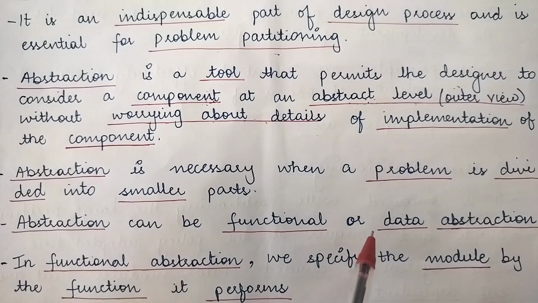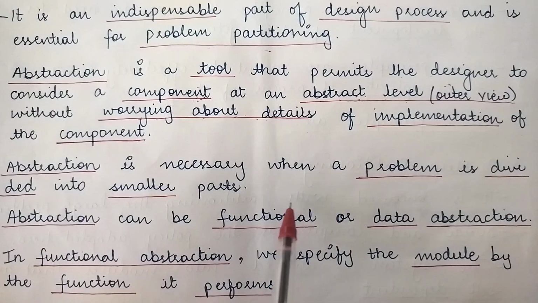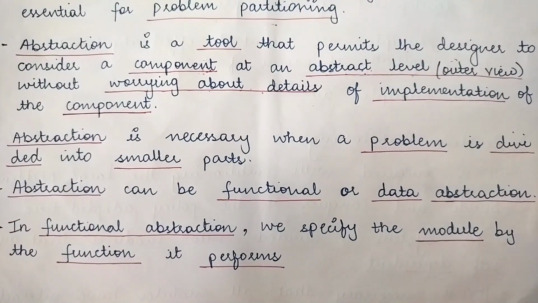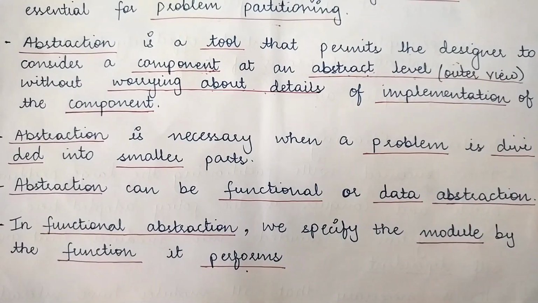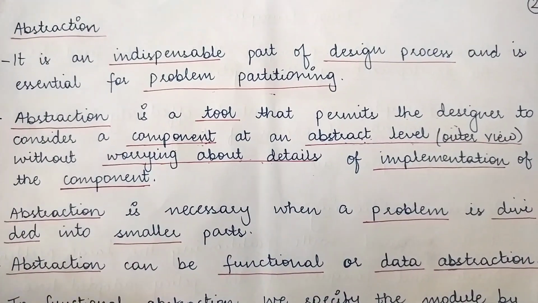Abstraction can be functional or data abstraction. Abstraction can be further divided into two subcategories, which are functional abstraction and data abstraction. Now, talking of the first category, that is functional abstraction. In functional abstraction, we specify the module by the function it performs. So basically, in functional abstraction, we are concerned about what function a specific module or a specific component is performing.